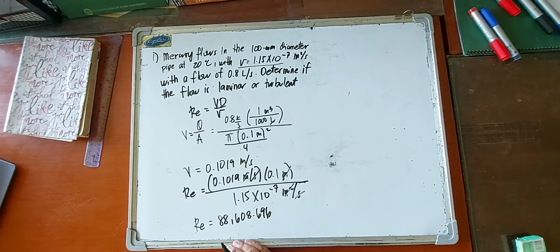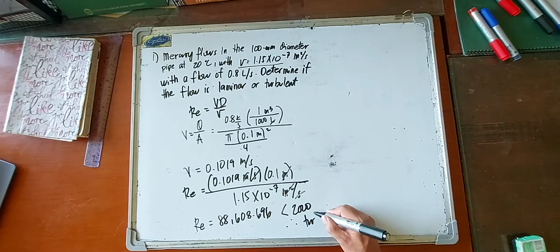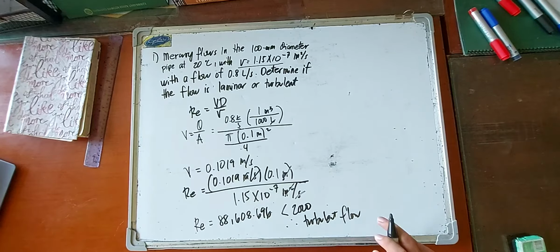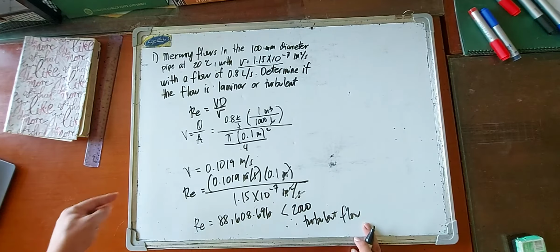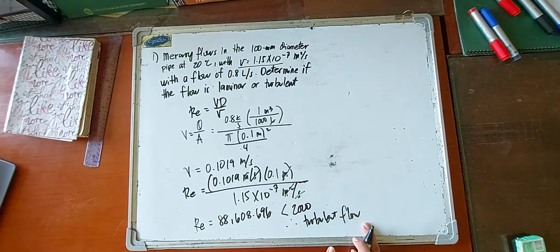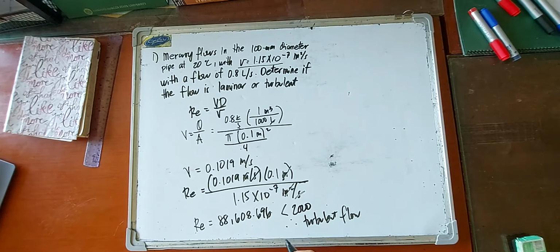Okay. So this is obviously less than 2,000, so therefore this is laminar flow. So the flow is laminar even though the velocity is rather slow. Usually the flow in the faucet at home, in our water system, those are usually turbulent flow. Okay, so that is number 1.